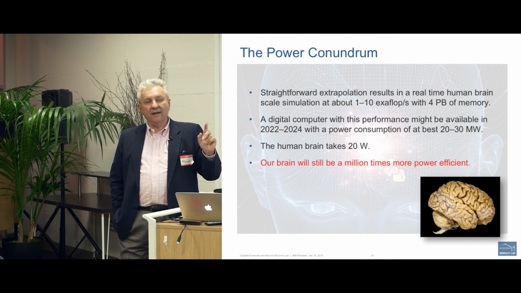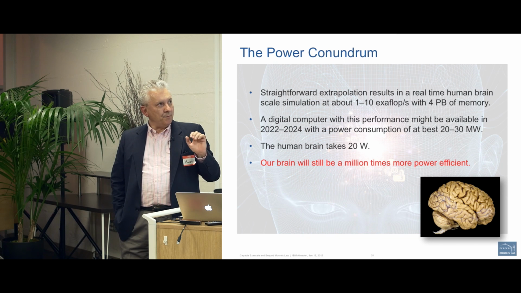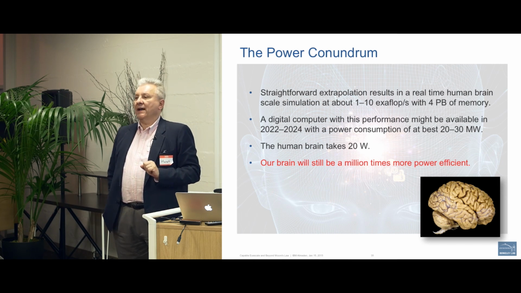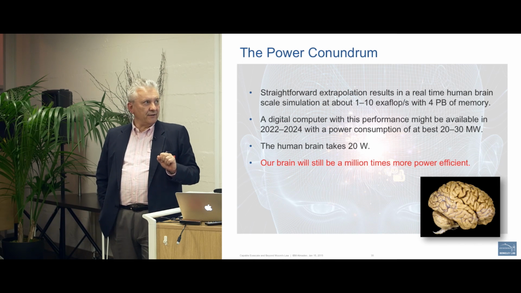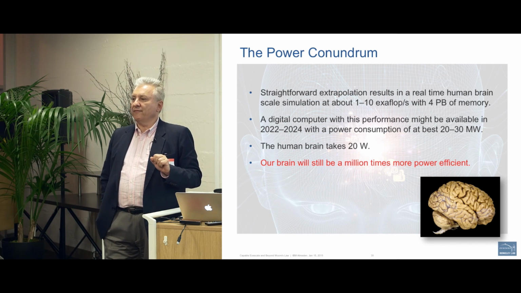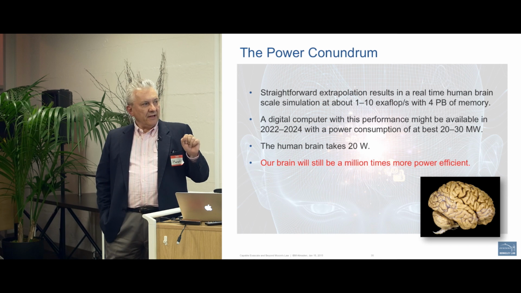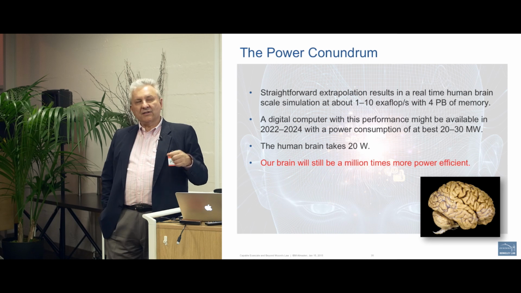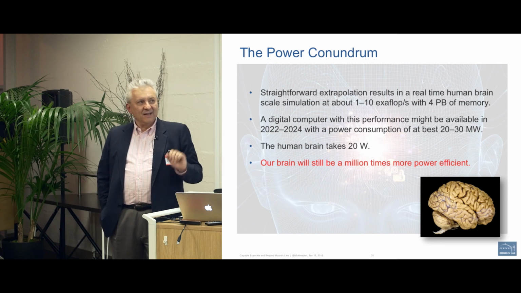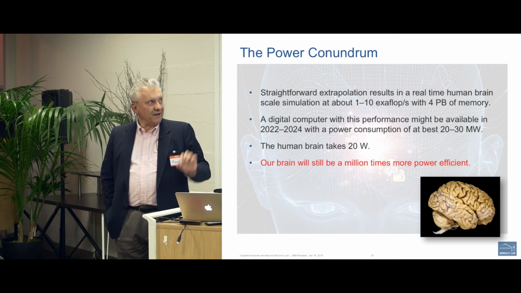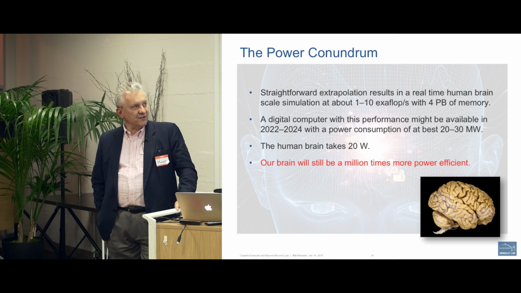I didn't go through the detailed analysis, but there is a way of making a case that once we have about a 1 to 10 exaflop computer with about 4 petabytes of memory, that computer would be powerful enough to simulate the circuitry of a human brain in real time. Why that is we can discuss offline, but let's just assume that this is a true statement.